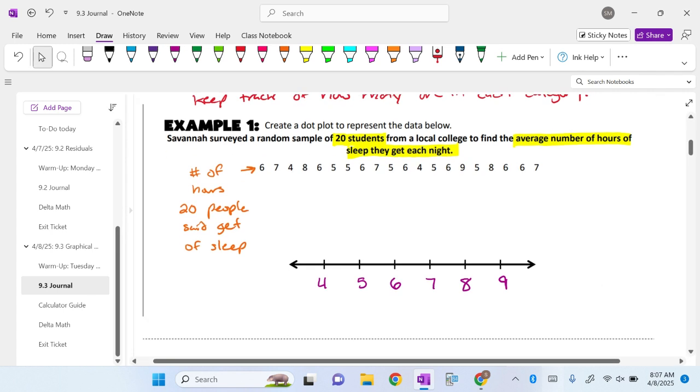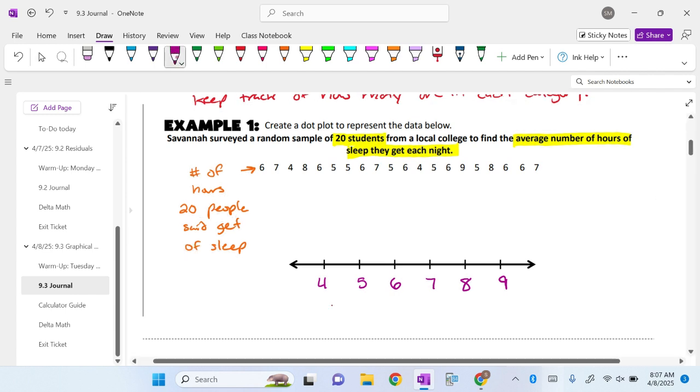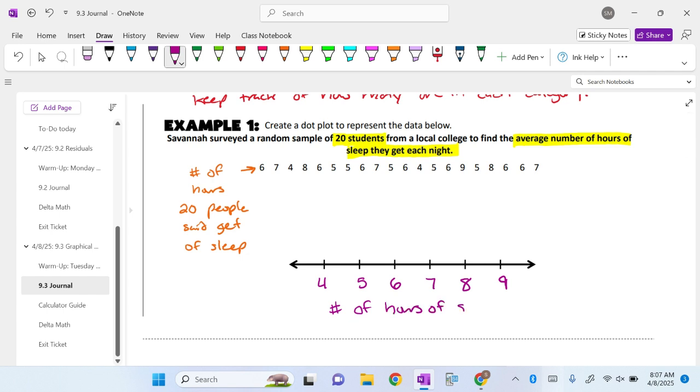Now, we need to label our axes. You always label your axes with what the dot plot represents. So this is the number of hours of sleep people get. So we're just going to say it's the number of hours of sleep, and now we'll put people get at the end. All right, so that is what this dot plot is describing, the number of hours of sleep people get.